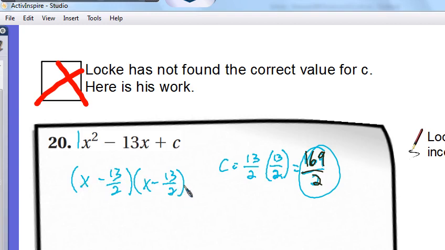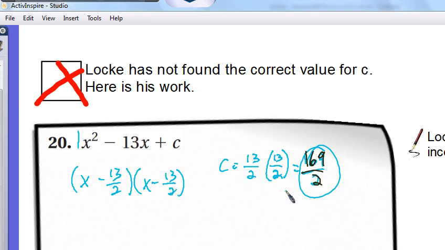Know that the way it's going to have to factor is this way. But this is not the same as this. If we were to multiply this together, we'd get a constant. Where would that constant come from? When we multiply these together, we distribute this into here. X times x is going to give us x squared. Negative 13 halves x minus 13 halves x is going to give us negative 13x. Where's this number going to come from? The negative 13 halves times negative 13 halves.